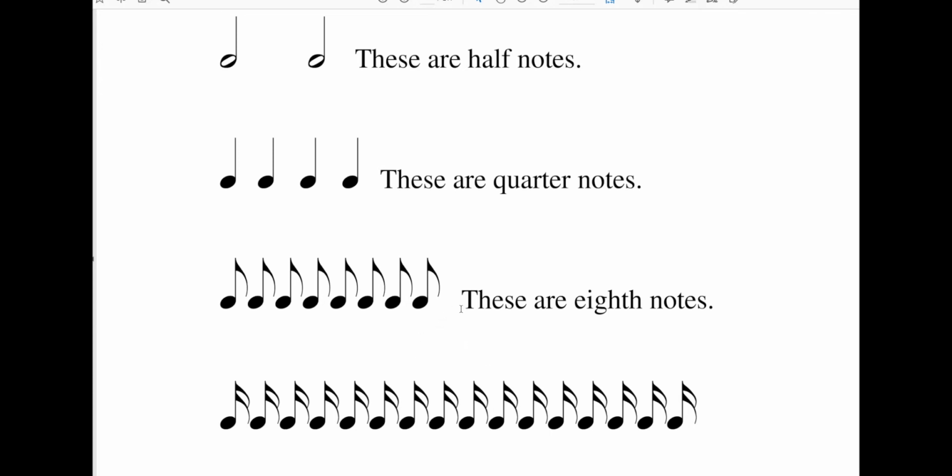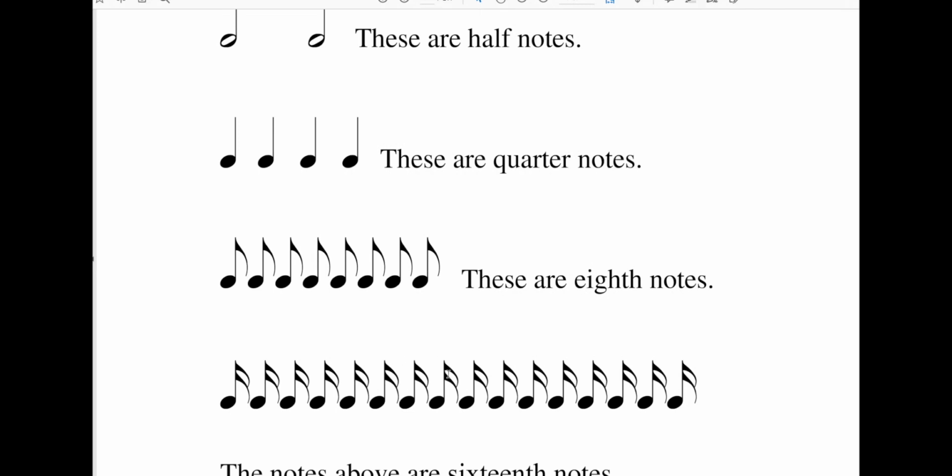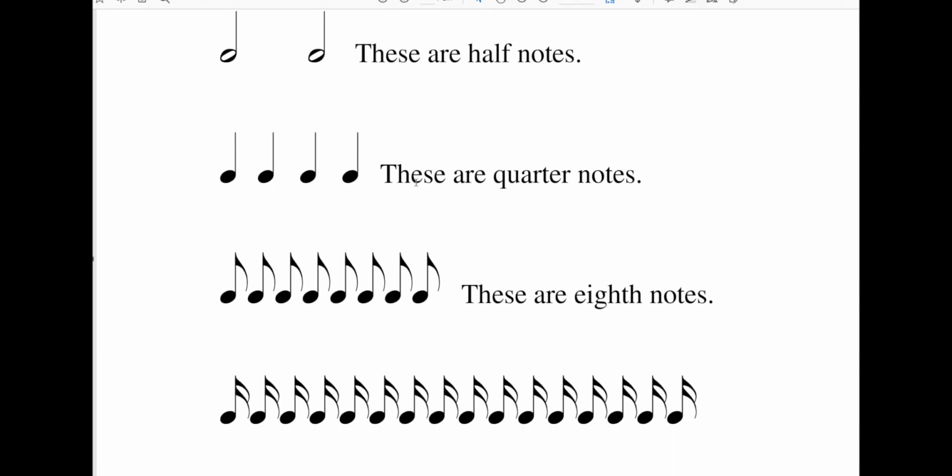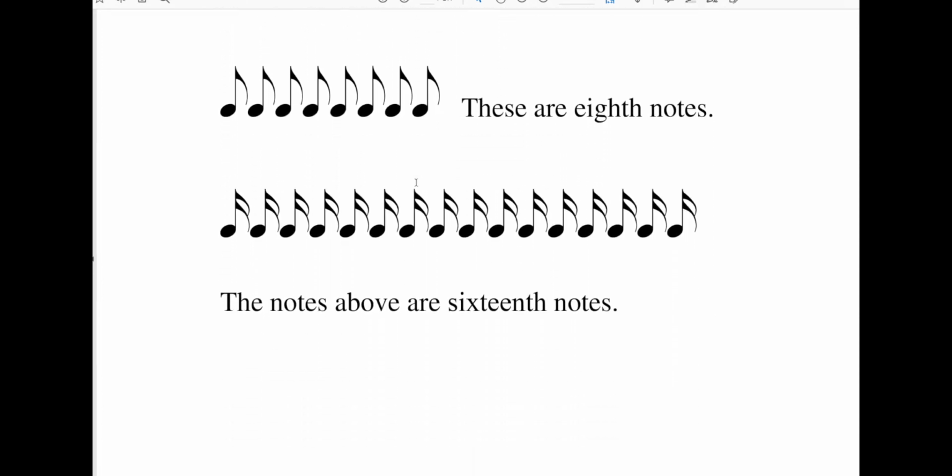Now the next note value, the next smaller one, are 16th notes, and there are 2 16th notes worth of time in each eighth note. So I could play 2 16th notes in the same amount of time that I could play an eighth note, or because there are 2 eighth notes in a quarter, I could play 4 16th notes in the same amount of time that I could play a quarter note. So that's what you want to really start to understand, these relationships here.